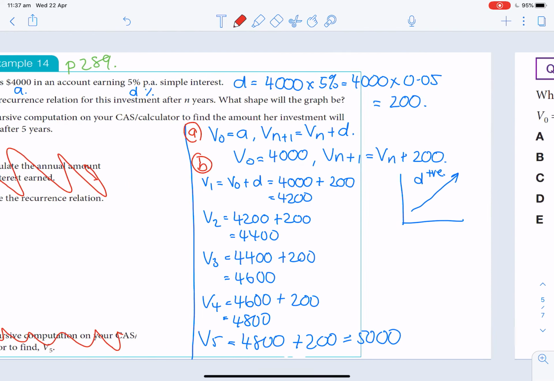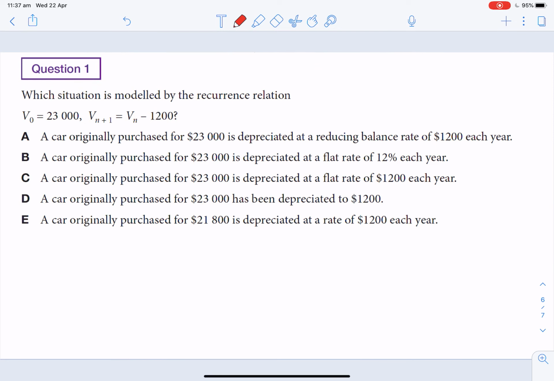All right. An example question. Which situation is modelled by the recurrence relation V of 0 equals 23,000, V of n plus 1 equals V of n minus $1,200? So, our options are: A, a car originally purchased for $23,000 is depreciated by a reducing balance rate of $1,200 each year.